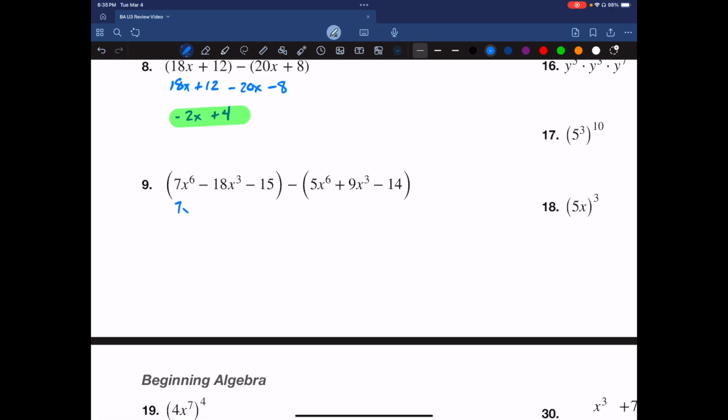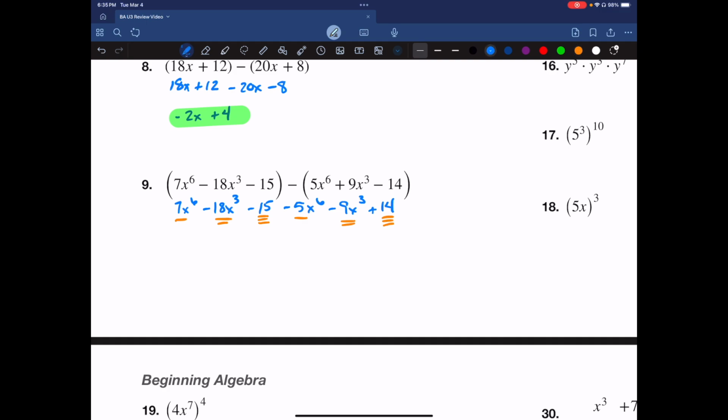Again, let's distribute the negative through the second parentheses. That's going to be minus 5x to the sixth, minus 9x cubed, and two negatives like positives, so it's going to be plus 14. And then again, take your time, find your like terms. So I got x to the sixth, x to the sixth, x cubed, constant term, constant term. Okay.